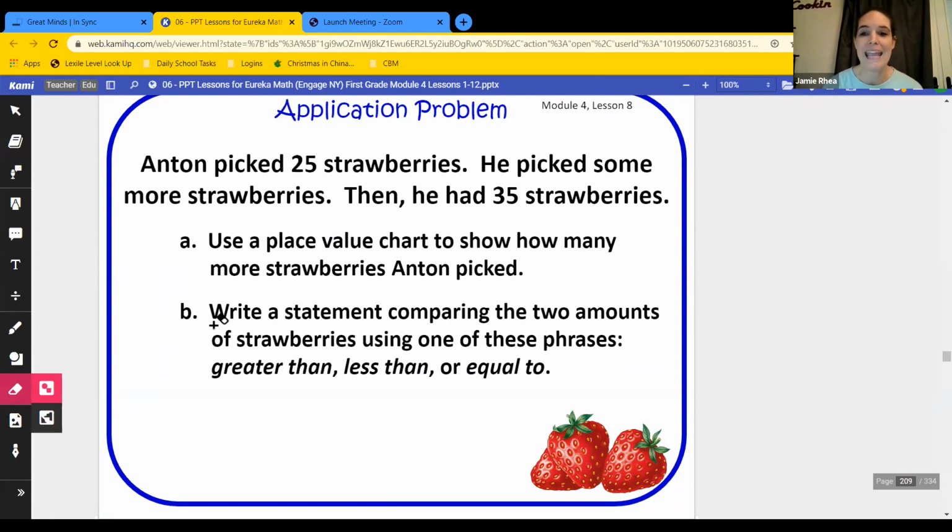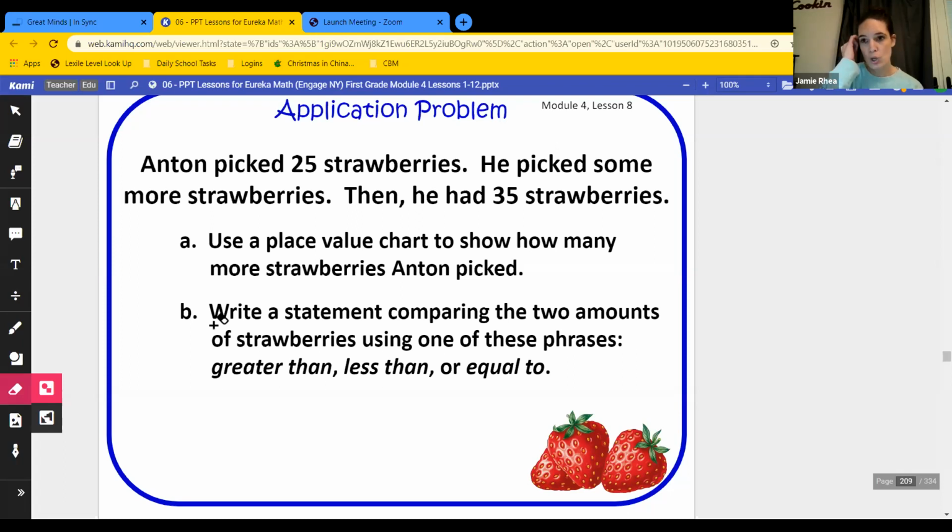Let's look at it. Anton picked 25 strawberries. He picked some more strawberries. Then he had 35 strawberries. We're going to use a place value chart to show how many more strawberries Anton picked. And we're going to write a statement comparing the two amounts of strawberries using one of these phrases: greater than, less than, or equal to.